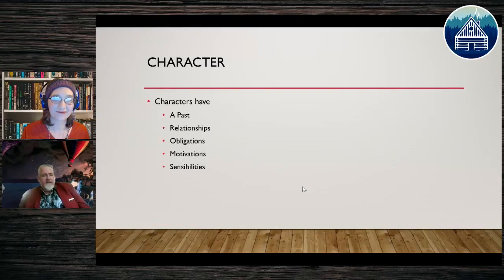Sensibilities are these kinds of things that you, as the character, think are right and wrong. And it's a little bit different than obligations, because a lot of times with obligations, it's because you feel someone else will get you in trouble or something. But sensibility is more about what you like or what you think is right and proper, even if no one else ever told you that. So I'll give you an example.